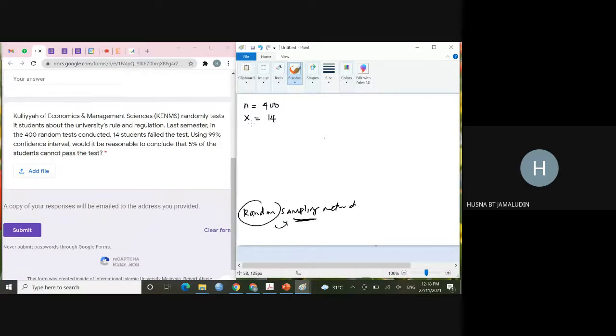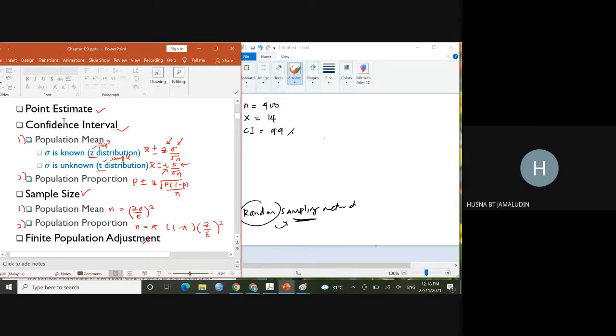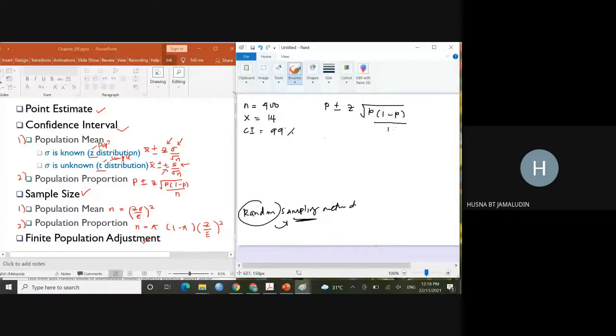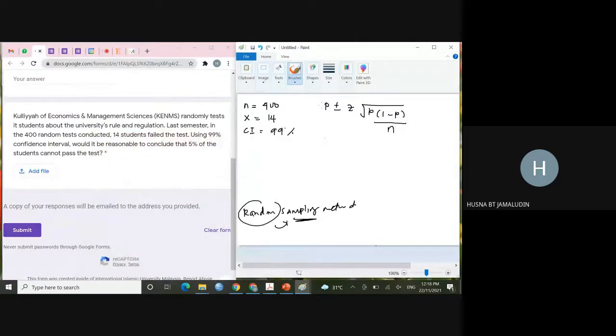Using the 99% confidence interval, so let me just write it here. Confidence interval is 99%. Will it be reasonable to conclude that 5% of the students cannot pass the test? So this is about proportion, right? Let me open the formula overview. Where's the proportion? This is the population proportion. Let me write the formula first so that you can see the whole thing. So p plus minus z times the square root of p times 1 minus p over n. Done. Now you only have n, x, and the confidence interval.